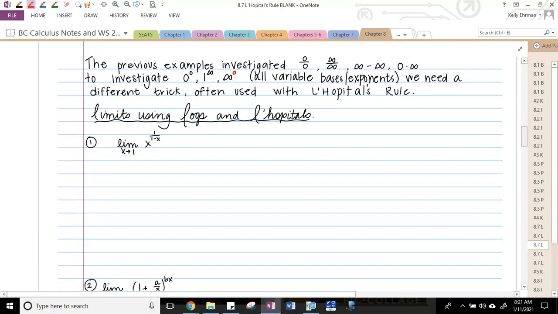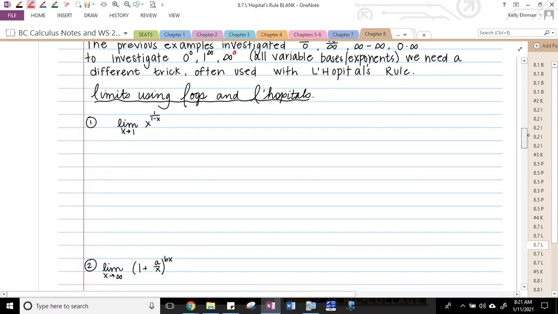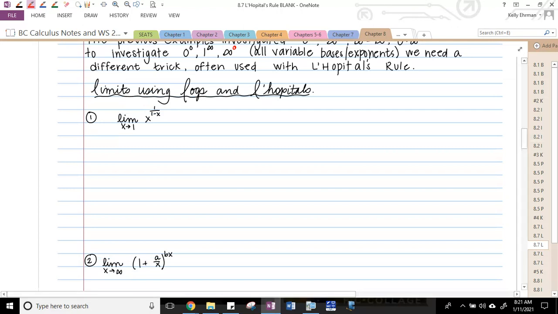To investigate a 0 to the 0 or 1 to the infinity or an infinity to the 0, so where all of your variables are bases and your exponents have variables in them too, we need a different trick. And it's often used with L'Hopital's rule. So there are steps, and it involves logs, which is exciting. So anytime you see this craziness going on, variable is the base and variable in the exponent, just know that this is another version of L'Hopital's.